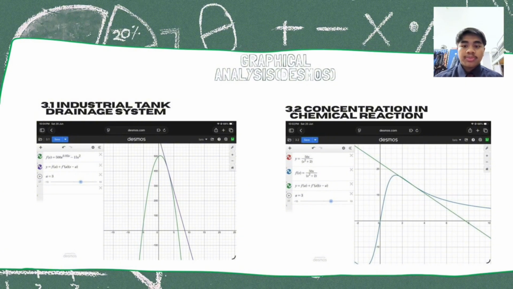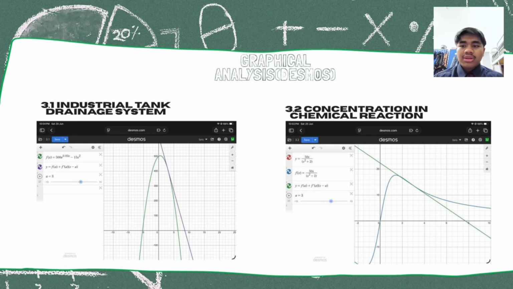So today I will explain about the graphical analysis using Desmos for our two applications. First is 3.1, industrial tank drainage system. The graph shows the volume function of the tank together with its tangent line at a selected point. Using the derivative, we can determine the rate of change of the water volume over time. The tangent line represents the instantaneous rate of change at the specific moment, allowing us to understand how fast the tank is filling or draining.